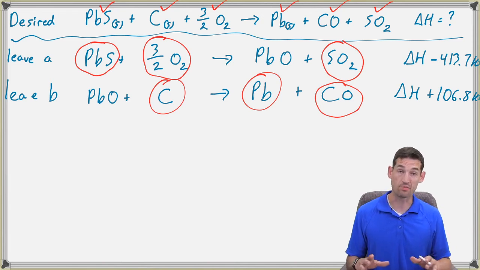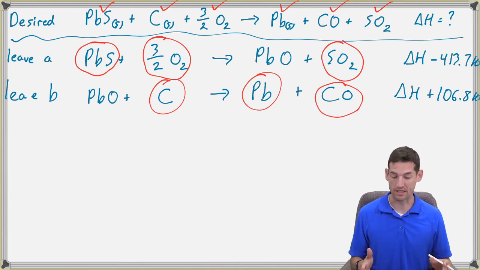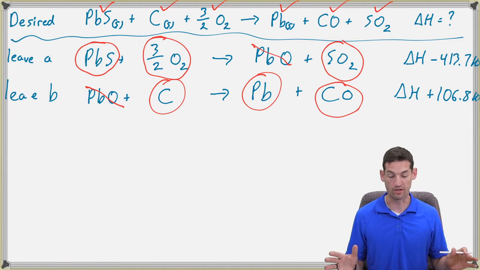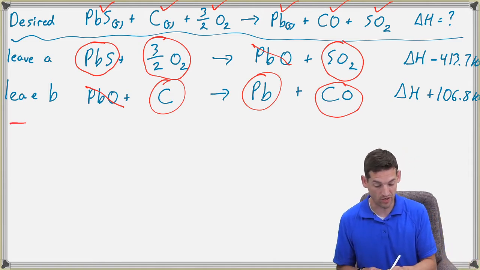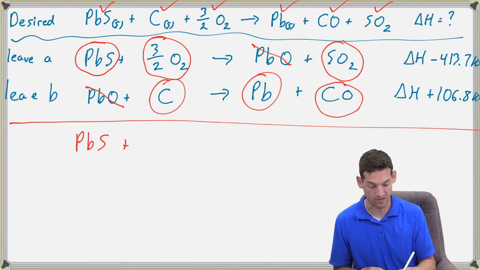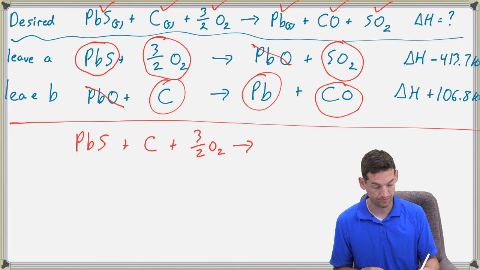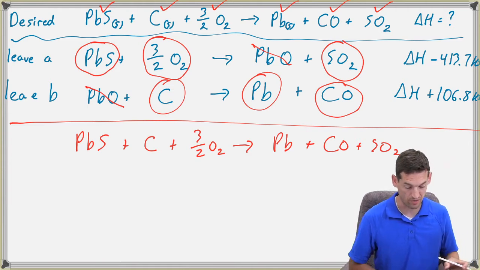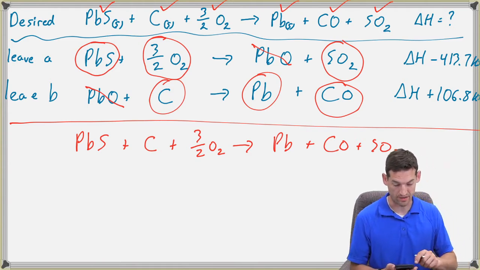All I need to do now is make sure I'm not left with any leftover bits. And in this case, I'm not, because the lead oxide here, lead oxide, they're gone. So now the net equation I'm left with is exactly my desired. And since that's the case, I can take these delta H values and we can add them.